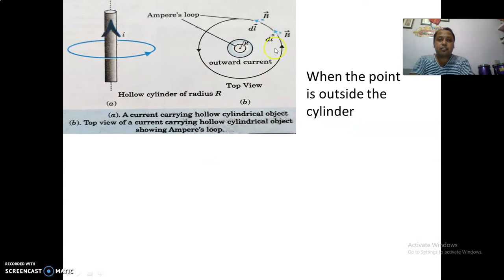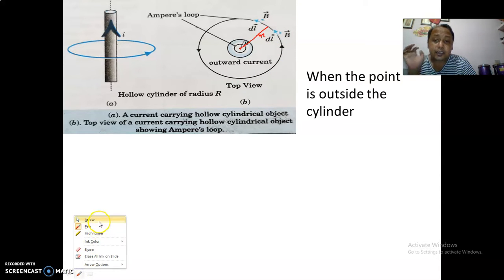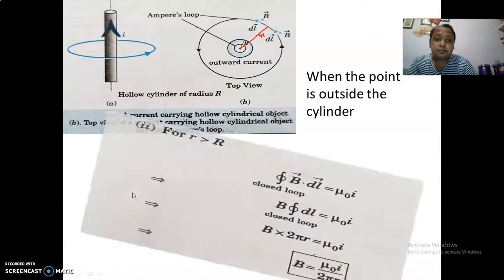Now when the point is outside the cylinder, you can see here the point which we are going to consider here is, suppose, this is the point outside the cylinder, which is having a radius small r, the Amperian loop. So this is the Amperian loop which has a radius of small r. Now what we are going to do is we are going to calculate the value of magnetic field there. So let us see how it can be done.